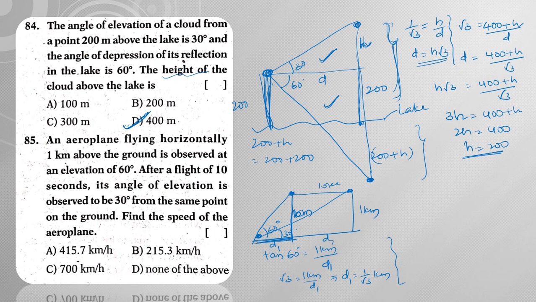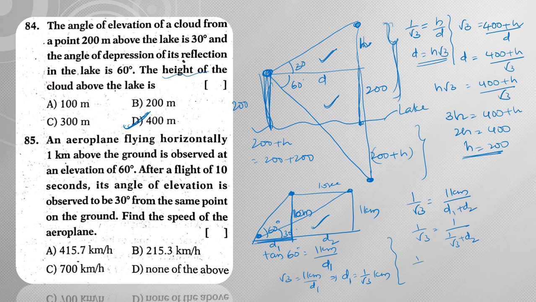Now let this distance be d2. Then in the second triangle, that is nothing but this big triangle, I can apply tan 30 degrees. Tan 30 degrees, which is equal to 1 by root 3, is equal to 1 kilometer by d1 plus d2. Okay, so from this, 1 by root 3 is equal to 1 by d1, which is nothing but 1 by root 3 plus d2.